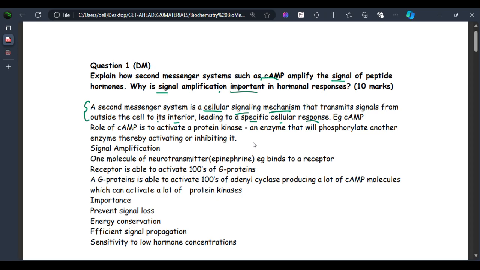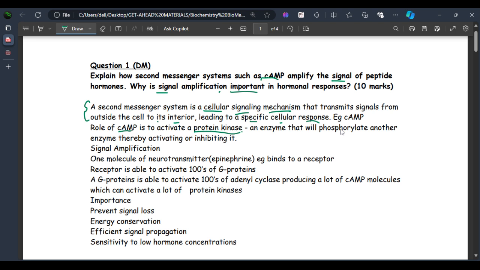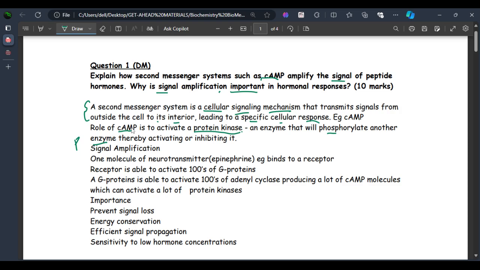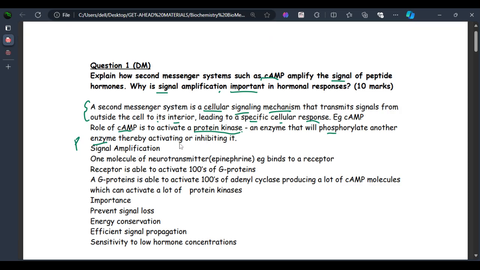The role of cyclic AMP, like we said from that diagram, is to activate a protein kinase, an enzyme that will phosphorylate another enzyme or another protein, because it may not just be an enzyme but just another protein, thereby activating or inhibiting it.